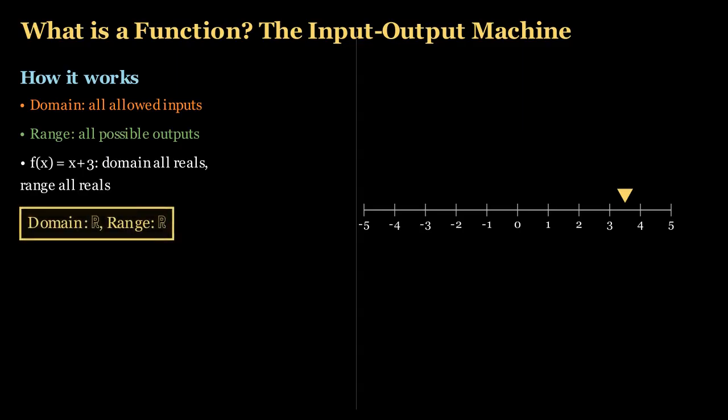The notation f of x is just a compact way to say the output of the function f when the input is x. The letter f names the rule, and the parentheses hold the input.